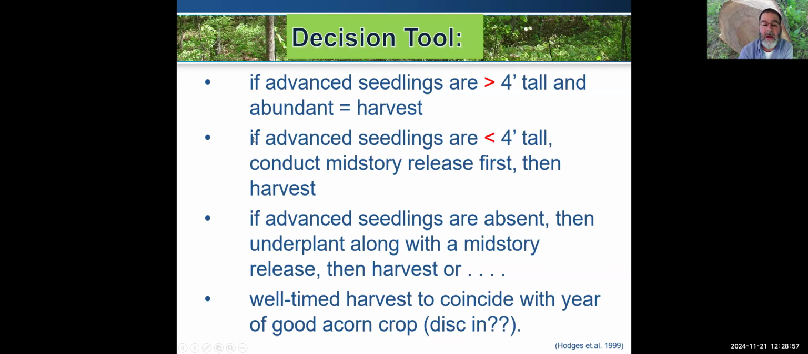So that's preferred. If advanced seedlings are less than 4 feet tall, the reason why that's a problem is these other light-seeded species could come in and outperform them. And so they need a good start. So if they're less than 4 feet tall, then you might want to conduct a mid-story release where you actually come in and maybe deaden some trees, perhaps harvest some if they're harvestable. But you're trying to free up some sunlight to help boost these seedlings so they reach 4 feet tall. And then you harvest once you've achieved that.